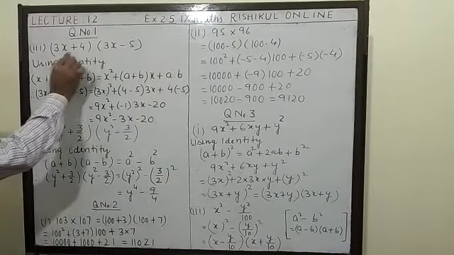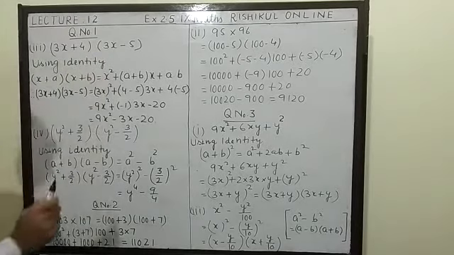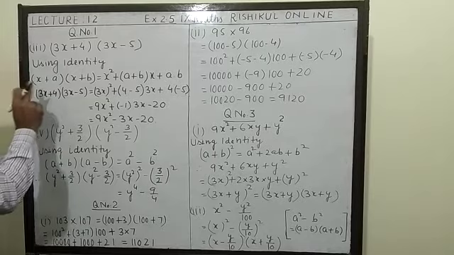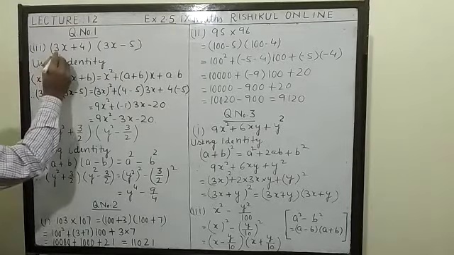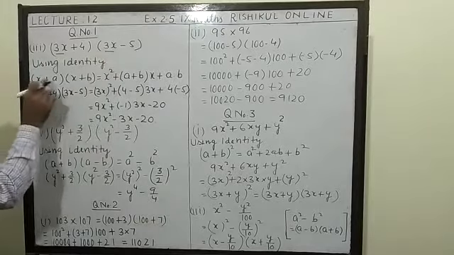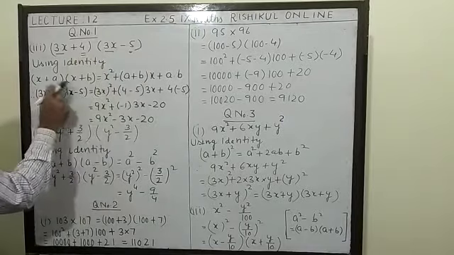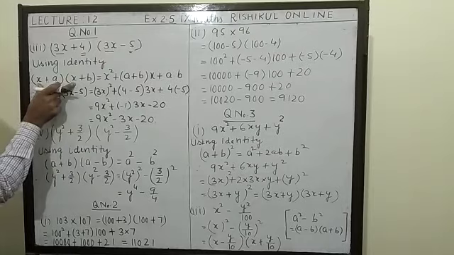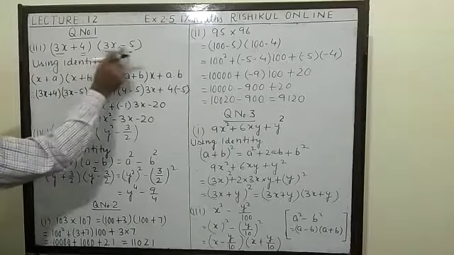First of all, you see (3x + 4) into (3x − 5). How can you multiply by using appropriate identities? First of all, you check this identity: (x + a) into (x + b). Here you see 3x is the same, x and x are the same, and here 4 and −5, a and b, are different.